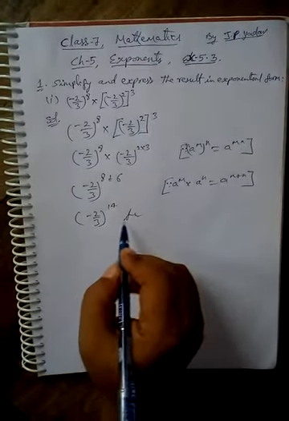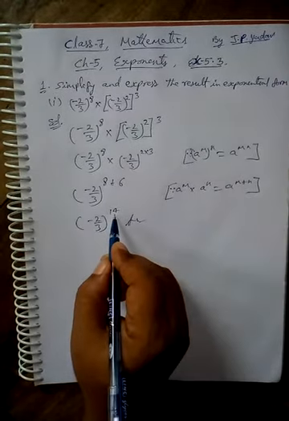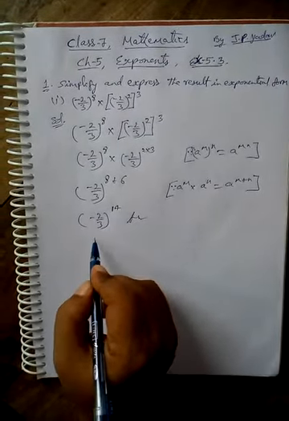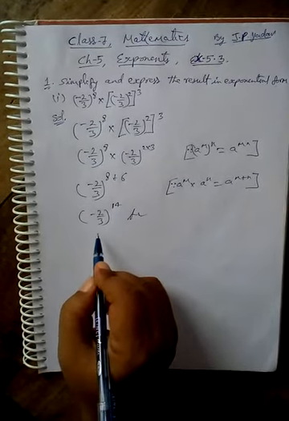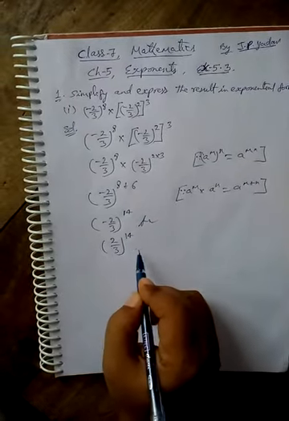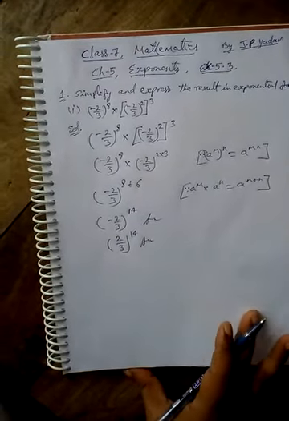And one more thing, since the exponent is even, this negative rational number will become positive. 2 by 3 whole raised to power 14. This is the actual answer.